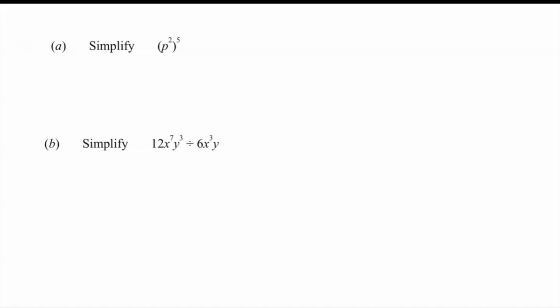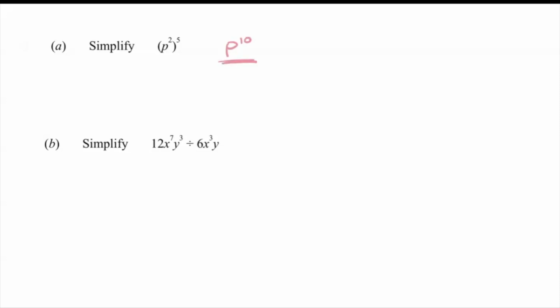Okay, so our first question came from a calculator paper. It was worth 3 marks. So hit pause and press play when you're ready to see the solution. Okay, so we have a power to a power, which means we multiply 2 5s are 10, and we've got p to the power of 10, and that was for 1 mark.